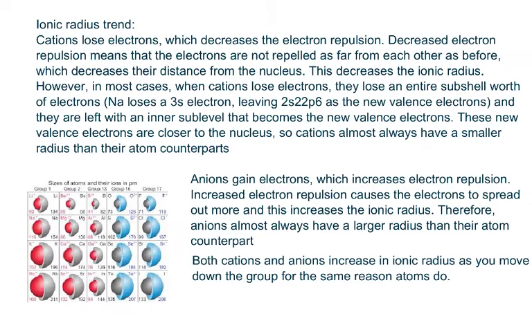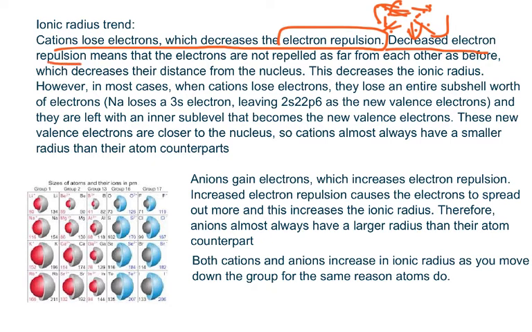And let's move forward. Let's look at ionic radius and how it works and see what the trend is. For ionic radii, let's first look at cations. Cations lose electrons, which decreases the electron repulsion. Now, electron repulsion is just when electrons are close to each other, they want to repel because electrons have the same charge, and things that have the same charge want to repel each other. So electrons that are too close to each other will want to repel one another.